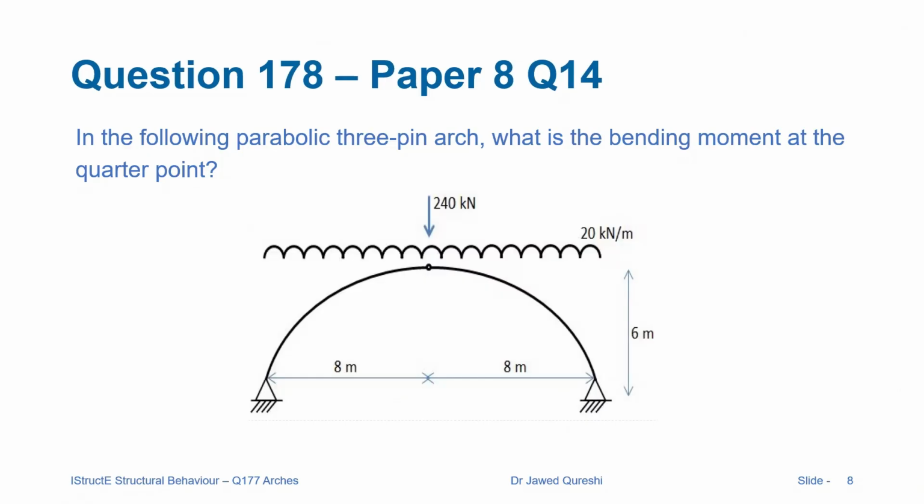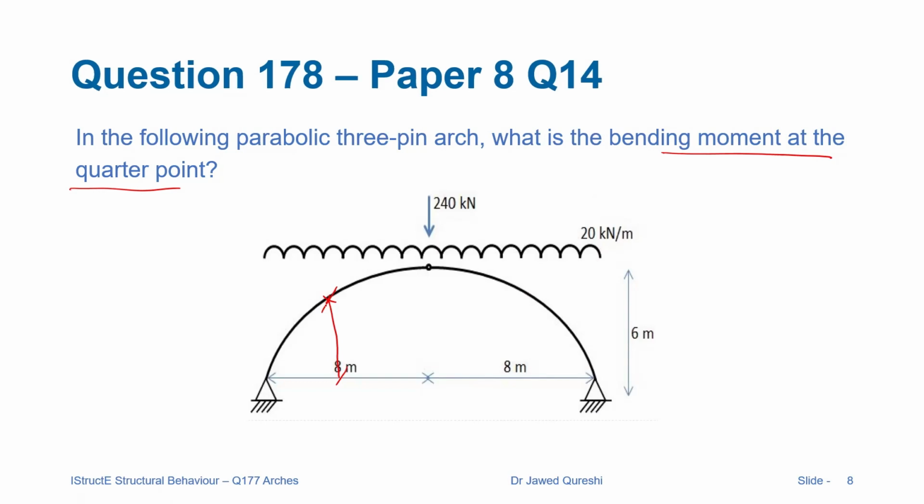In this question, we have a parabolic 3-pin arch, and we have to find out bending moment at its quarter point. So quarter point is going to be somewhere around over here. The key thing in solving this question is to find out this height, and there is a direct formula for finding out this height, but I will show you explanation of that formula as well, so that you don't have to remember the formula, you remember the concept. But first, try this question yourself and come up with the answer.